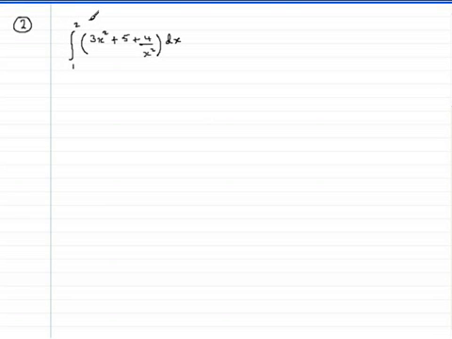Welcome to question number 2. In this question, for 5 marks, you're asked to integrate this expression, 3x squared plus 5 plus 4x squared, with respect to x, between 1 and 2.